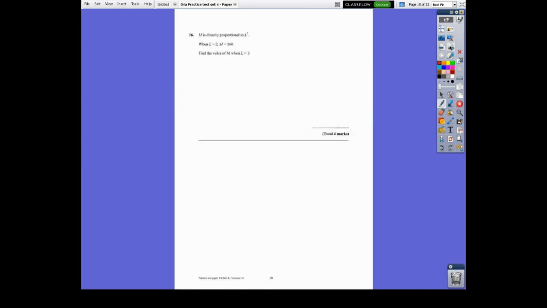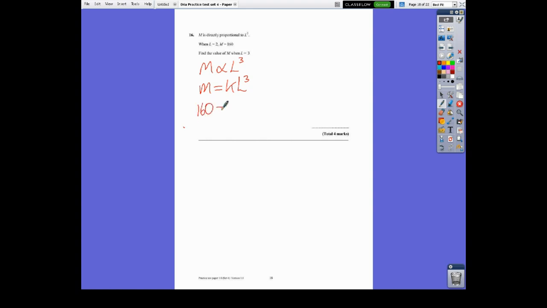Question 16. M is directly proportional to L cubed. When L is 2, M is 160. Find the value of M when L is 3. So, M is directly proportional to L cubed. We then need to work out the constant of proportionality, so K. So we put K into the formula, and we can work that out.